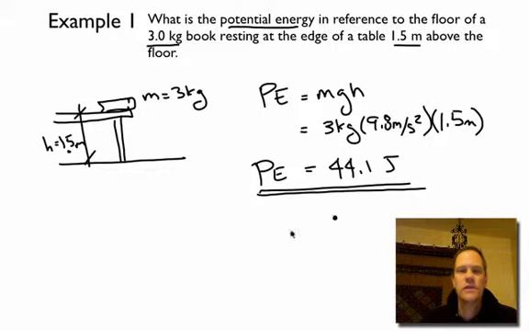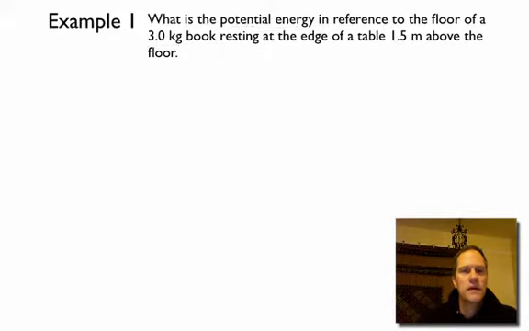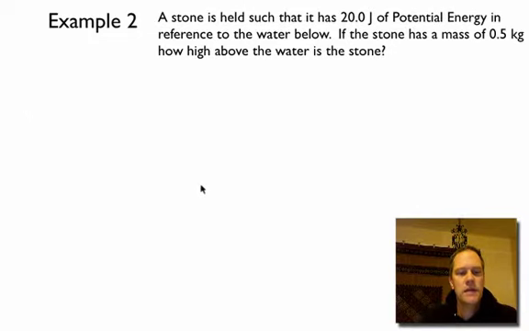All right, that was pretty straightforward. So let's try another one. I'm going to erase that, hop over to another one, and again, as usual, I'm going to let you finish this one. So we have a stone that's held such that it has 20 joules of potential energy in reference to the water below. If the stone has a mass of 0.5 kilograms, how high above the water is the stone?